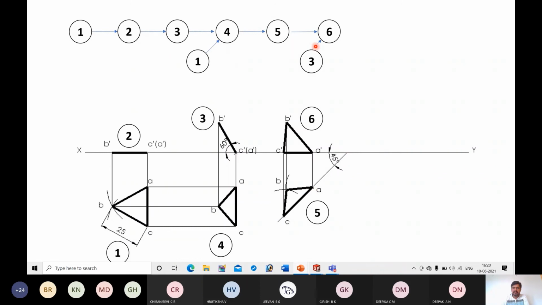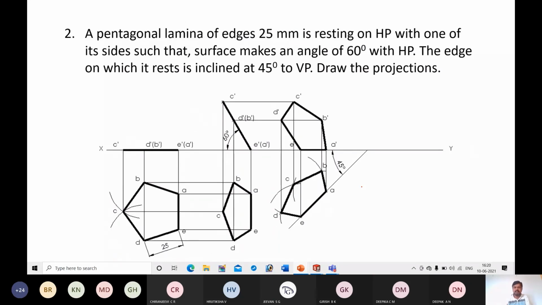Next, in order to get the sixth, you are projecting points from 5 and also you are projecting points from this. So you should project B also. You are projecting points from the front. Okay, so this is the flow of construction. Next, there are 2 more problems.